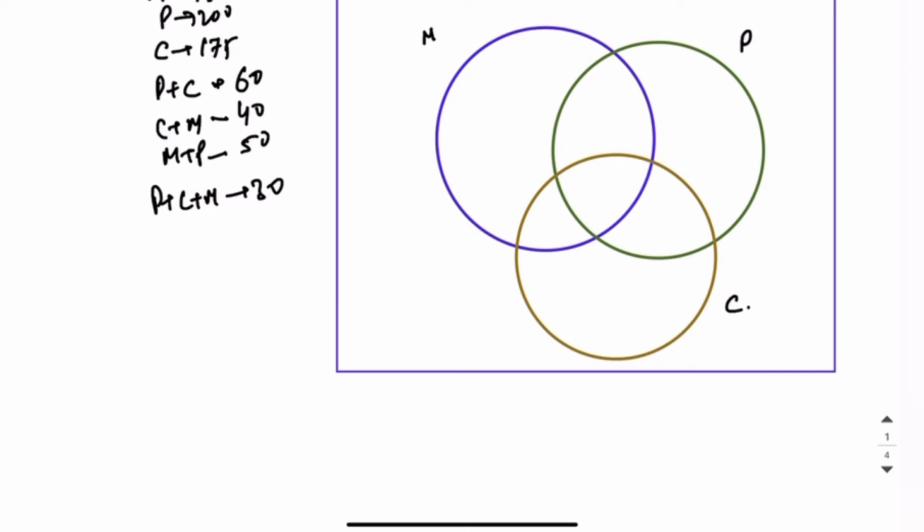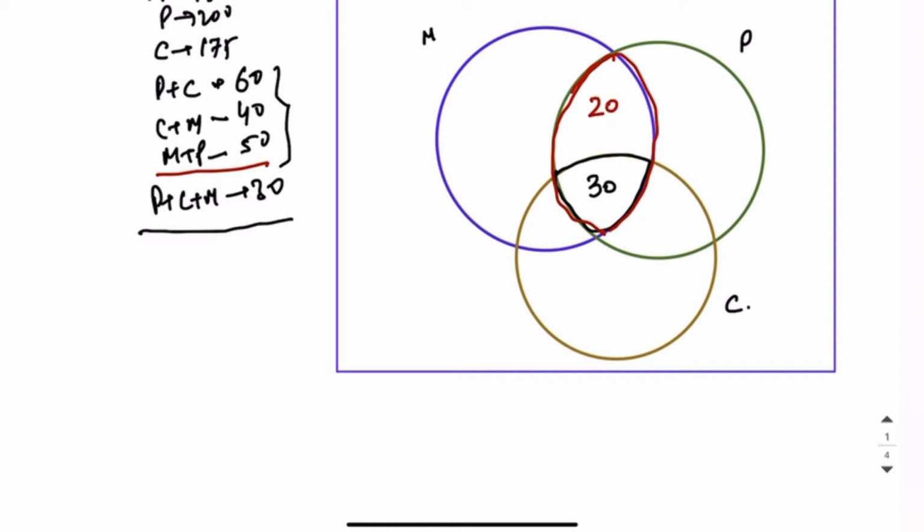So the first step is to plot the values in this Venn diagram. First we have to start with the value which is common to all the three circles. So 30 has to be placed in this common region, because this is the region common to all the three circles. Now we can take any of the three values. Let's say I take math and physics. The common region for math and physics is this, and the value for this is 50, but we already have 30 students in this region. So the value here will be 50 minus 30, that is 20.